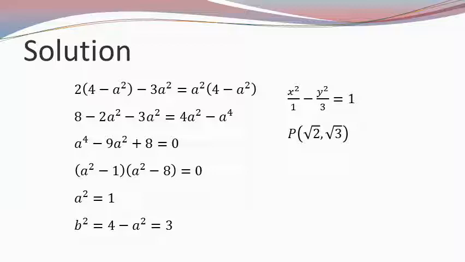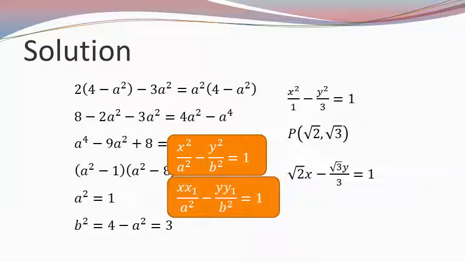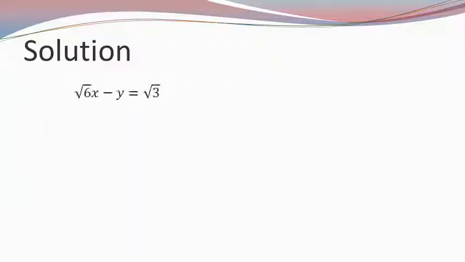It passes through this point, and at this point we need a tangent. So the tangent equation would be given like this. Over here we have used the fact that if we have a hyperbola in this form, then the equation of the tangent at the point x1, y1 is given by this formula. So we need to simplify this equation. We get this. Further, we can write it down like this.